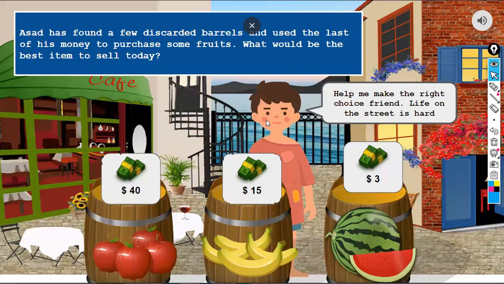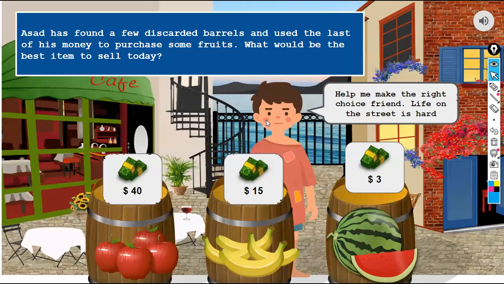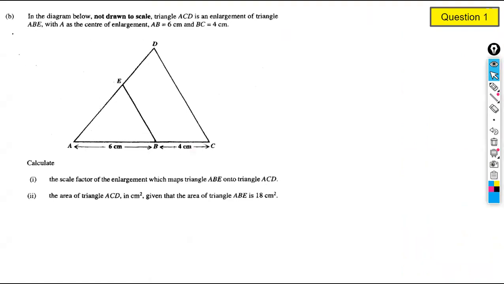All right, guys. So update your scores. And we're going to the first question today. All right. So this question is actually based on similar triangles. Get started on the question. I'm going to give you like 2 to 3 minutes to work it out.